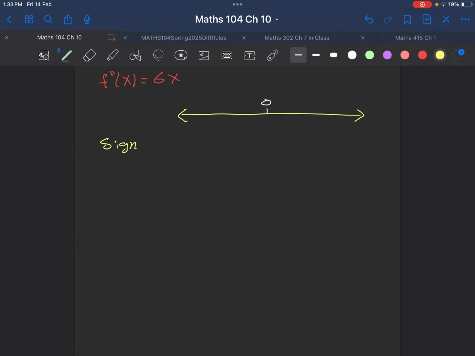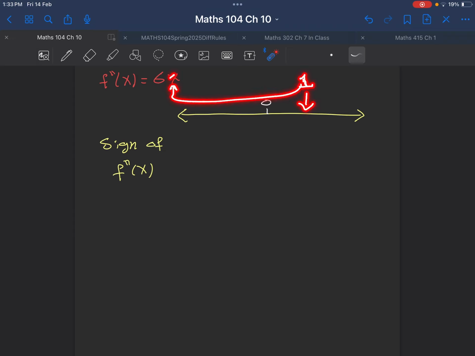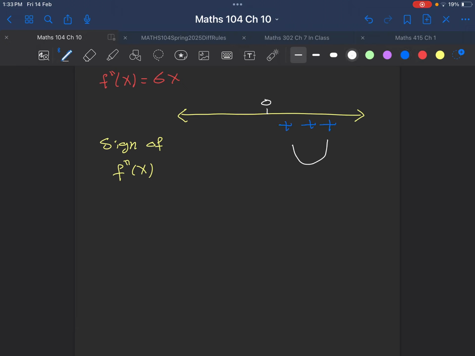It was just 6x. And now we ask ourselves, what is the sign of the second derivative? So we take a test point here. I will take 1, and I will plug it here. So if you plug in 1, the answer is 6, which is positive. So everything here will be positive. So in this area, we have just what we need it to be. It is all positive, which means it is going upward, which means it's concave upward.